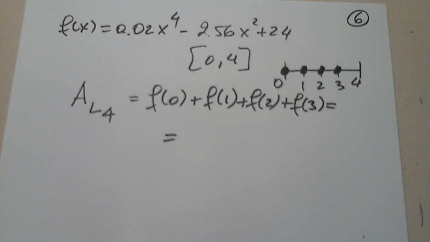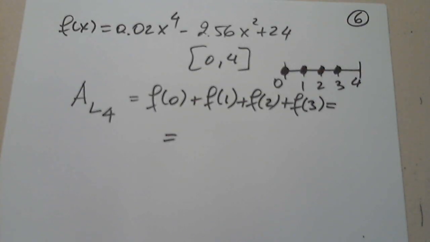y equals 0.02 x to the fourth. Of course, I didn't see that there was something in there. Sorry. 0.02 x to the fourth, and then minus 2.56 x squared, and then plus 24. And then second and table.